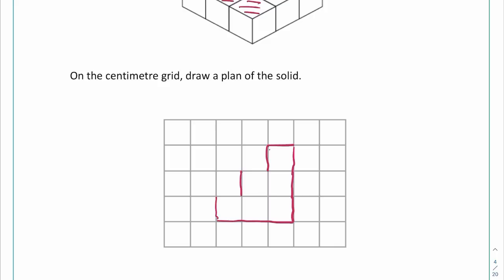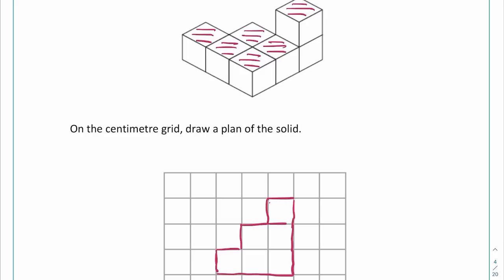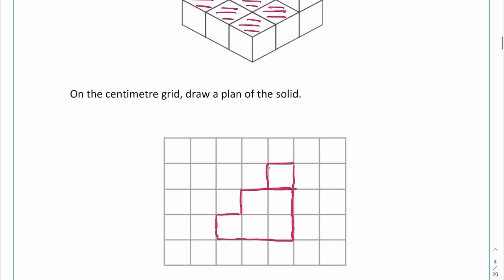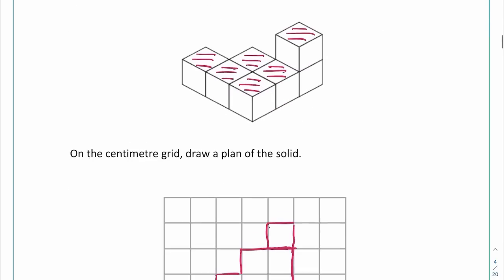There we go. So if I draw in all of those horizontal lines as well, that's what it would look like from above. You also have a change of height on this top cube on its own. So you draw a slightly thicker line just in there, just to represent that little change of depth or change in height. And there we go, that is drawing a plan.